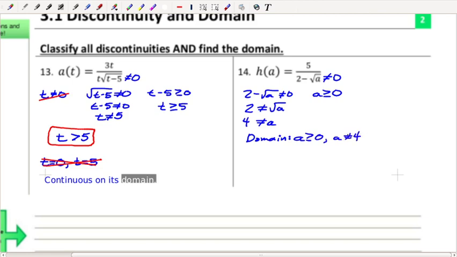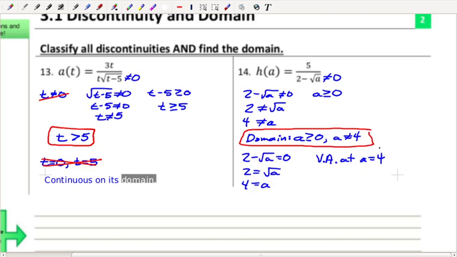And now I'm looking for discontinuities on my domain. To do that, I take this denominator and set it equal to 0. So 2 minus root a equals 0 gives me a discontinuity, or 2 equals root a, and 4 equals a, or a equals 4. Now it did not cancel top to bottom, so if you remember, that means we ended up with a vertical asymptote. So there is a vertical asymptote at a equals 4. So I've got my domain here, and my discontinuity at a equals 4.